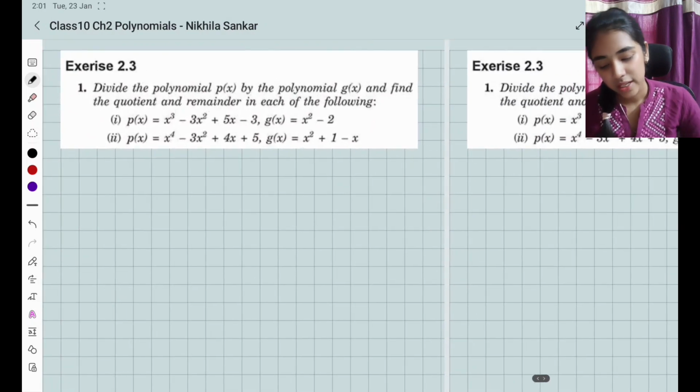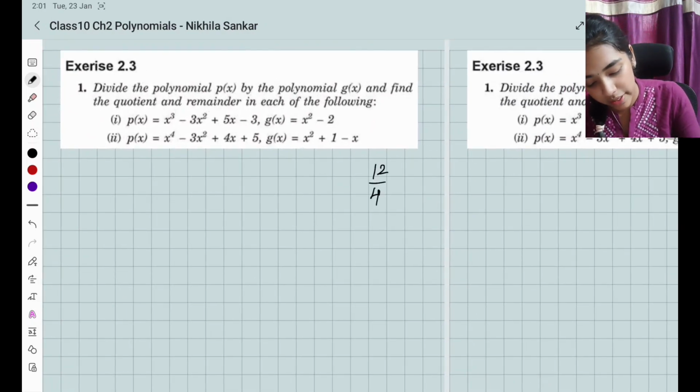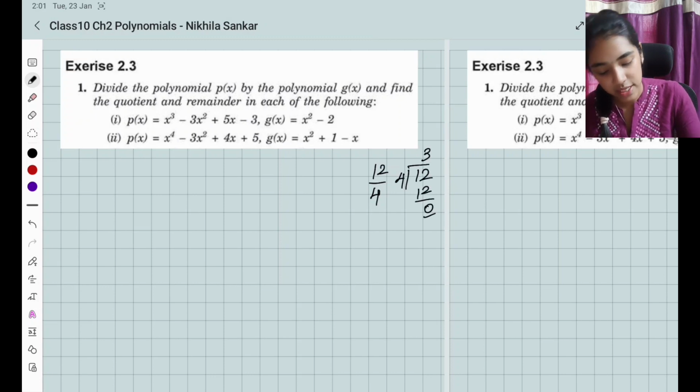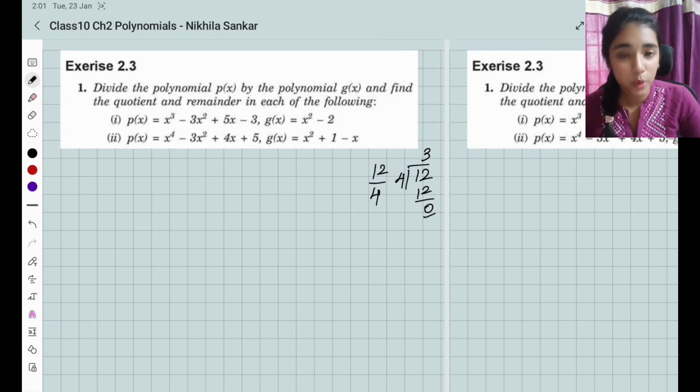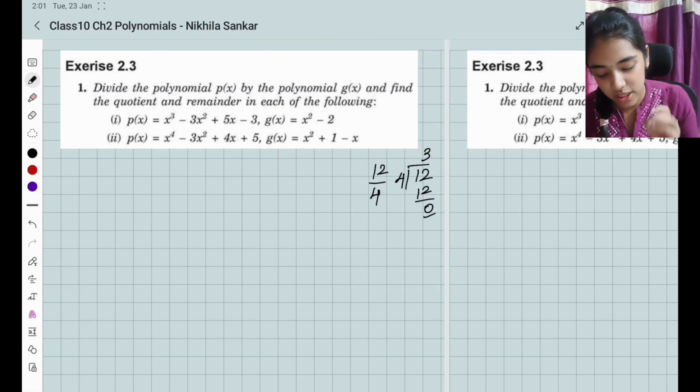So moving on to the next topic, you are going to divide a polynomial. Now normally, what is 12 divided by 4? We'll do 12 divided by 4. 4 3s are 12, 0. We divide like this. How do you divide a polynomial? You have to know this because it's very, very important.